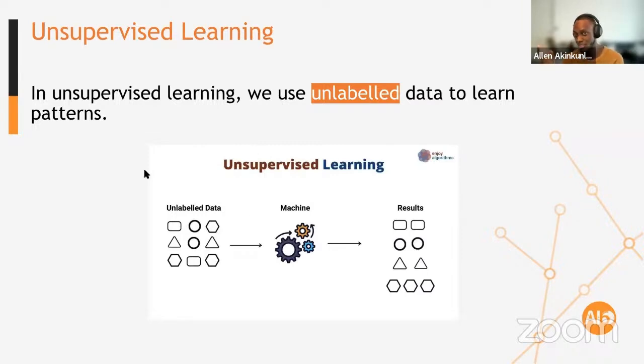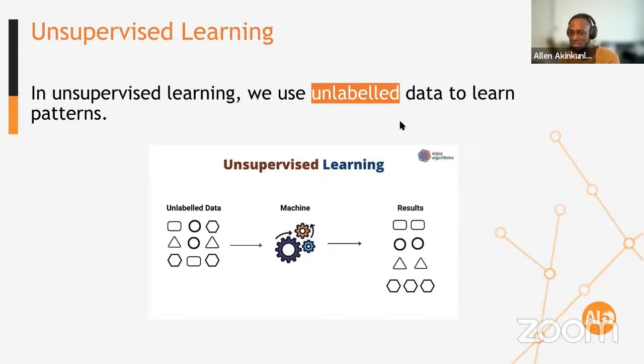So there's supervised learning, which relies on labeled data, and there's unsupervised learning, which relies on unlabeled data. Depending on the type of task you are trying to do, you will use either unsupervised or supervised learning.